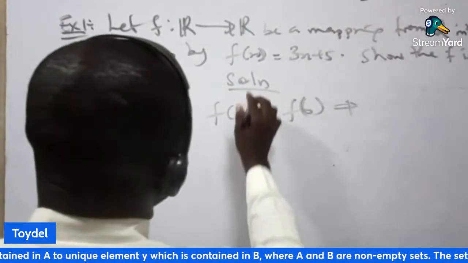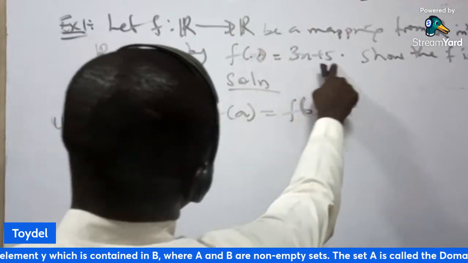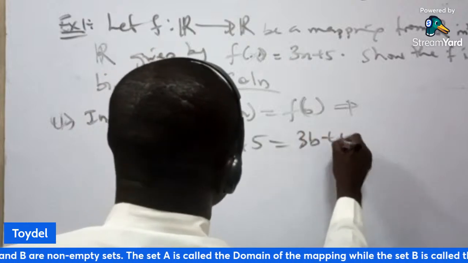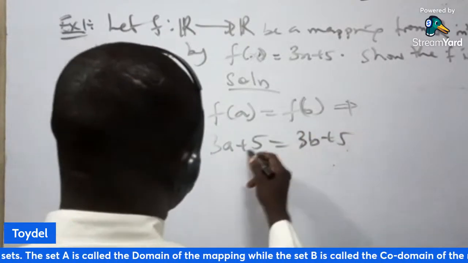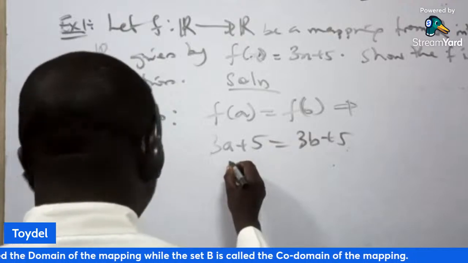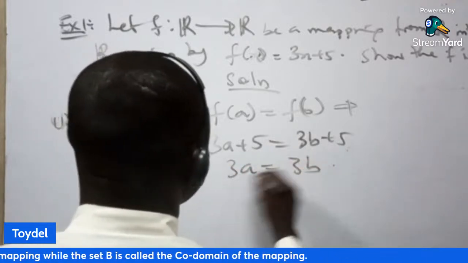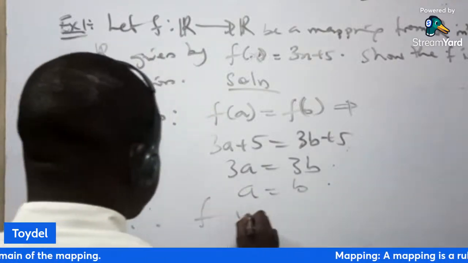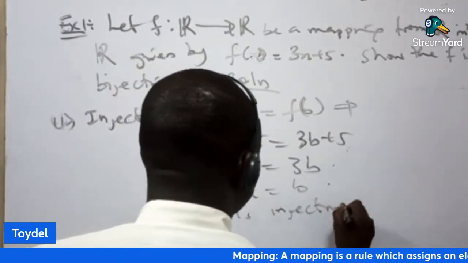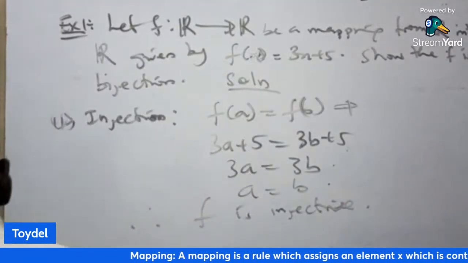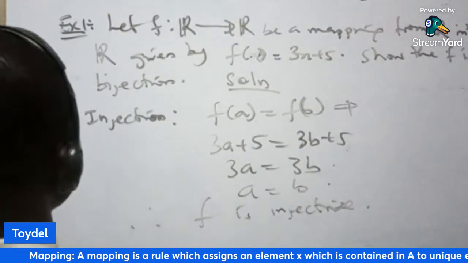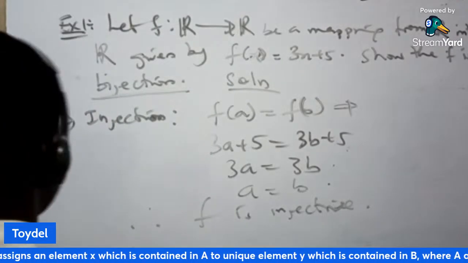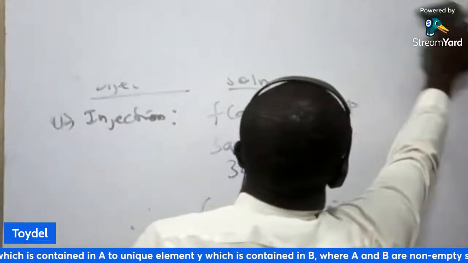If you apply that here, f of a will be 3a plus 5 being equal to 3b plus 5. Then we can subtract 5 from both sides so that we have 3a equal to 3b. Then we divide both sides by 3 so that we have a equal to b. Since a equals b, it shows that f is injective. That is, f is one-to-one. That is one of the conditions that makes this mapping a bijection. It must be both injection and surjection. So that is the first condition.